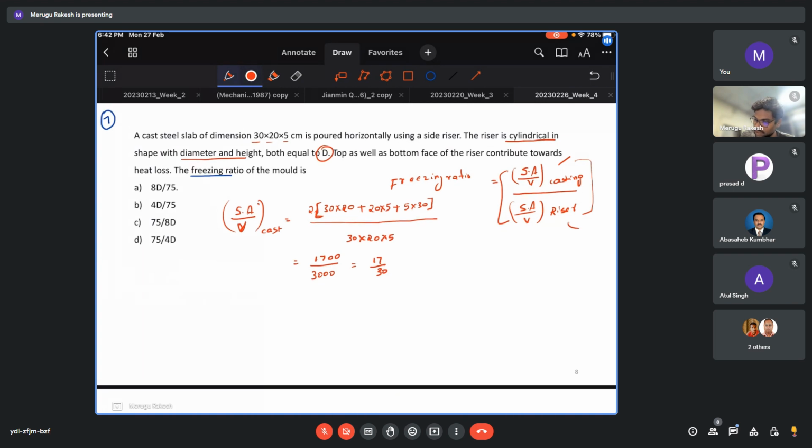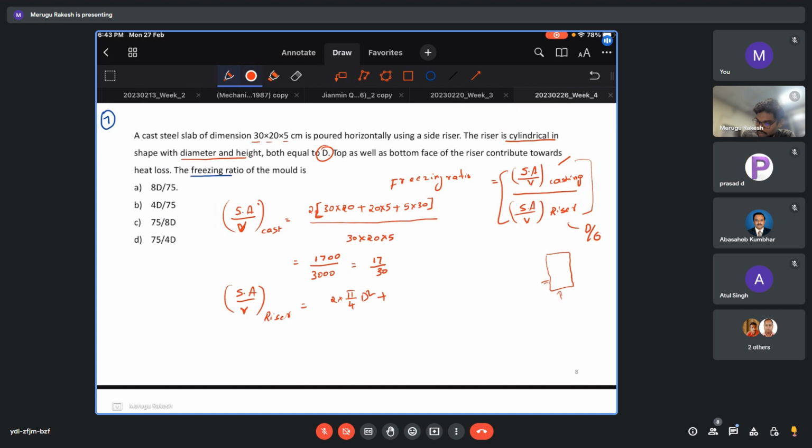So basically, if you do, it will become d by 6. But let me calculate here itself. Similarly, for surface area by volume of the riser. So surface area of the riser will be 2 times pi by 4 d square. Since side riser is nothing but it will be like this.